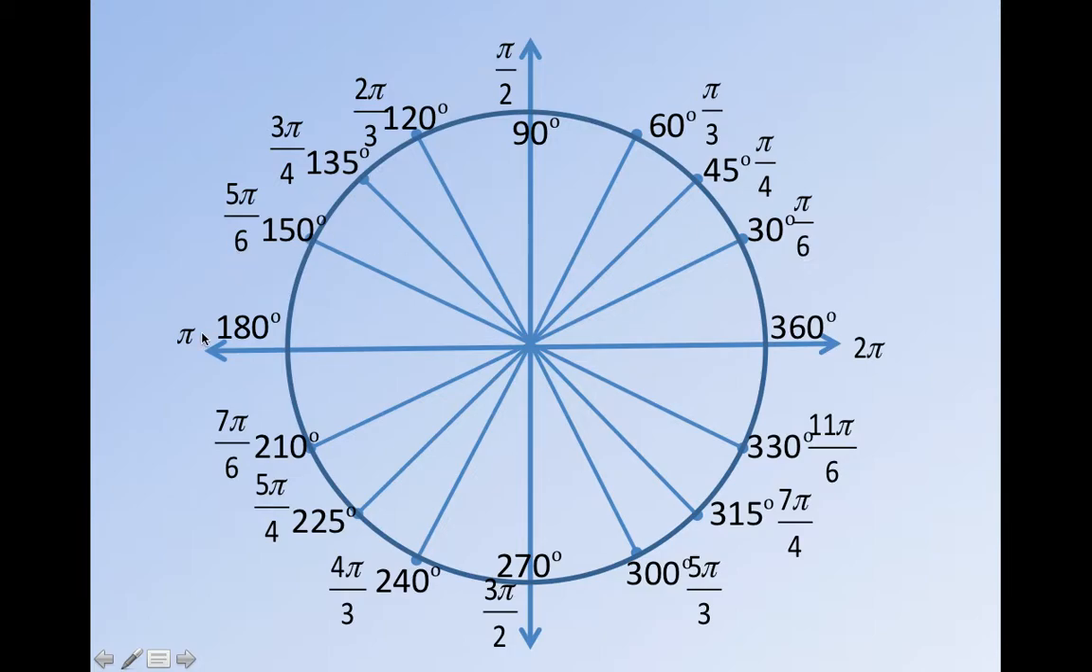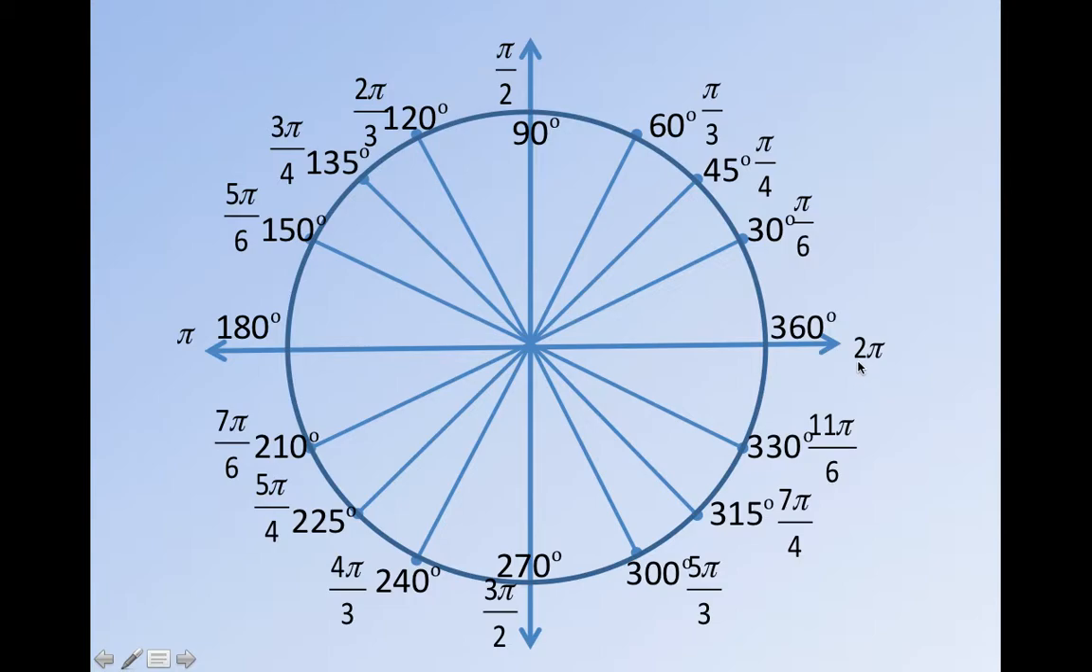Then you have pi. Then in the third quadrant, your denominators reflect this second quadrant. If you end with 6, you start with 6. And then 6, 4, 3, 2. And then the fourth quadrant reflects the third quadrant. 3, 4, 6, and 2 pi.